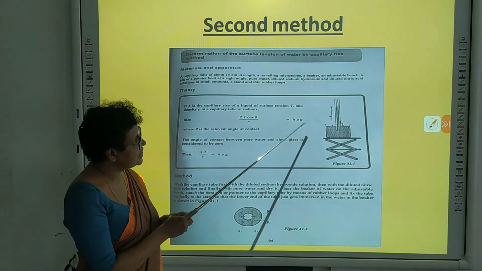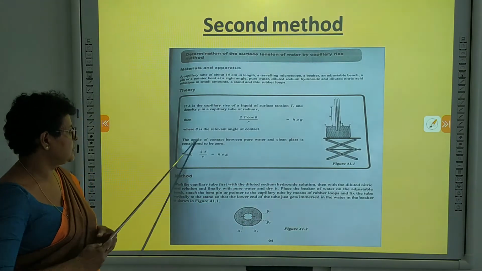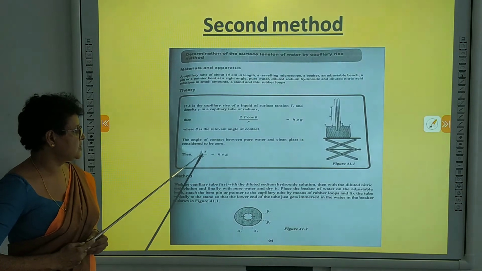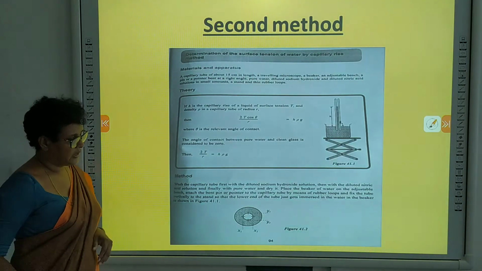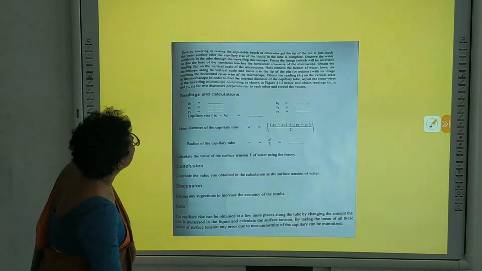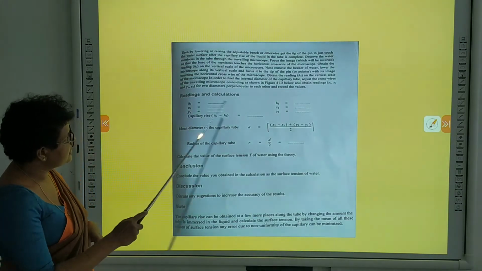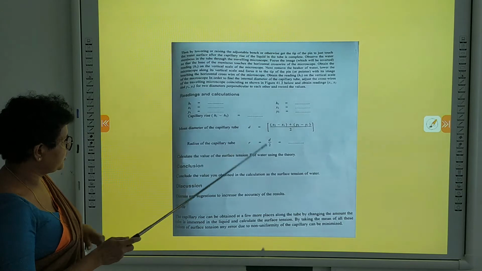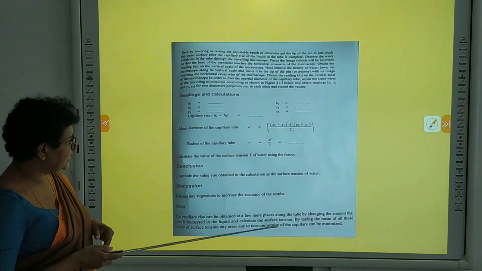Rho is known and G is known. From this equation, you can find the surface tension of this liquid, right? Then, now, these are the readings that you have to get. D divided by 2, you will get the radius.